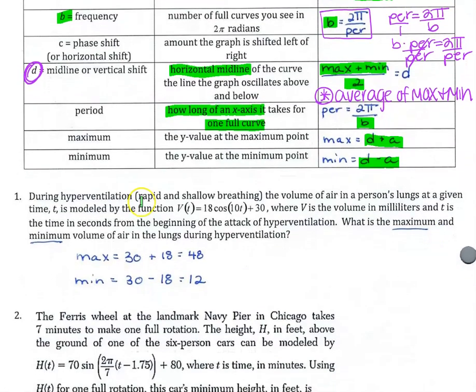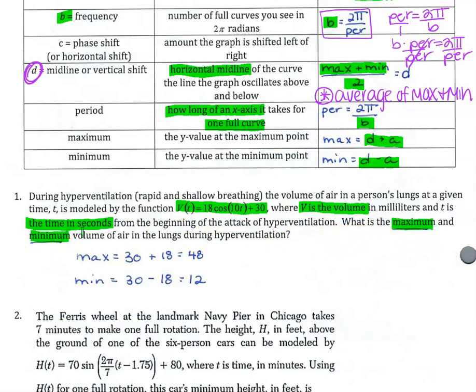So our first problem is about hyperventilation. During hyperventilation, which is rapid and shallow breathing, the volume of air in a person's lungs at a given time t is modeled by the following function, V of t equals 18 cos of 10t plus 30, where V is the volume in milliliters and t is the time in seconds from the beginning of the attack of hyperventilation. What is the maximum?